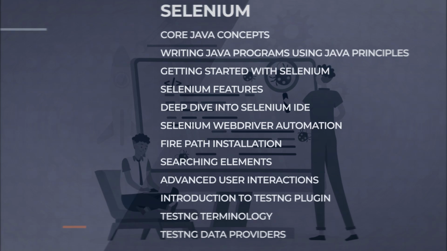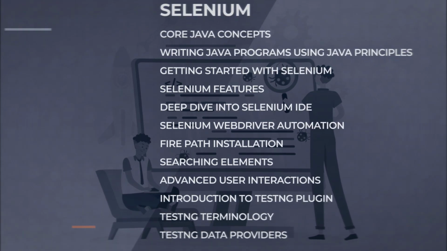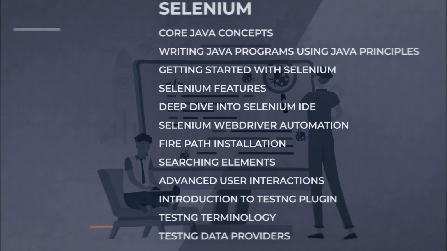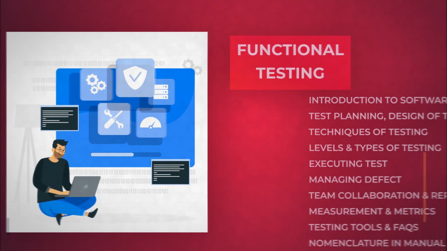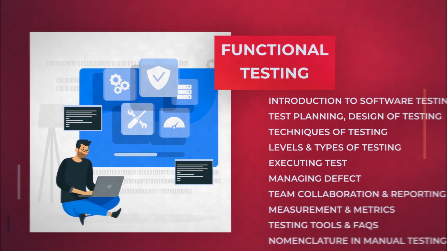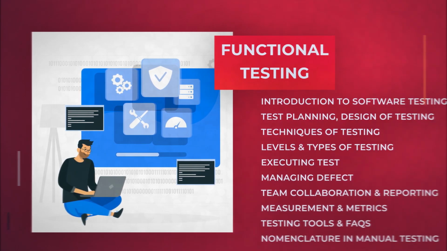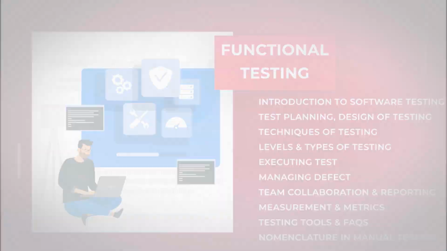Selenium is a powerful tool for automating web browser interactions, used for testing web applications across different browsers and platforms. Functional testing verifies that software functions correctly according to specified requirements, focusing on user interactions and system behavior.